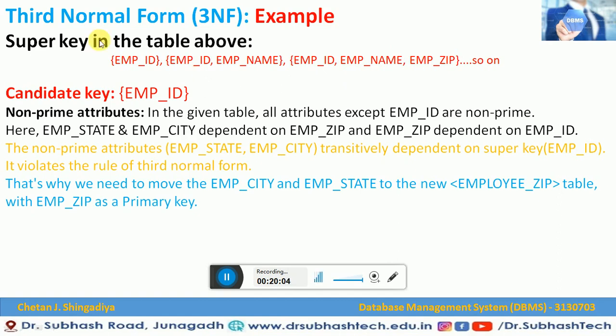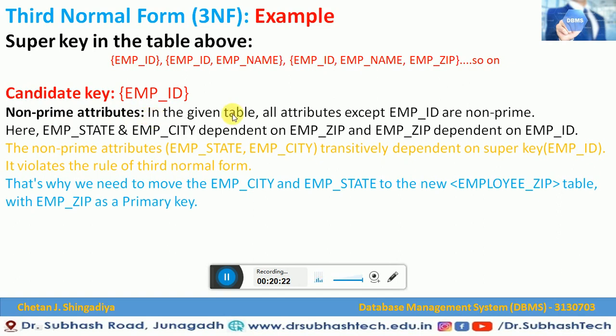Now this employee ID is our candidate key. Why? Because this super key contains a part of the candidate key. You can see this is our super key, and this employee ID is available here and here also. So we can say it is our candidate key.